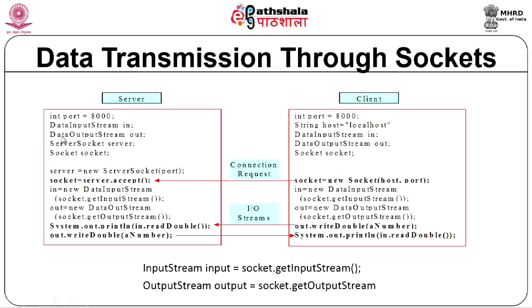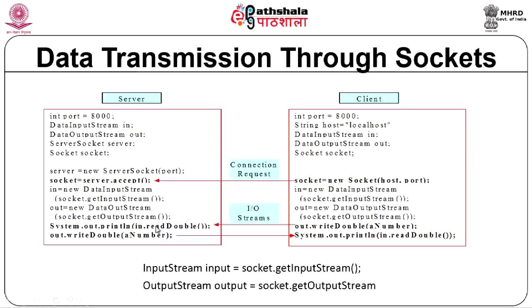Here we have a server program. Here we have created the server socket and called the server socket object's accept method, which returns a socket object. We create the input stream and the output stream, and we try to read the information that is sent from the client. So, we use a method called readDouble. writeDouble is a method which is used by the client to write a double value to the server.